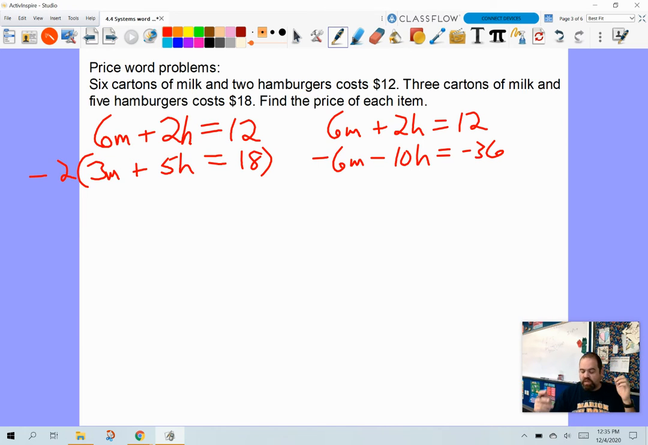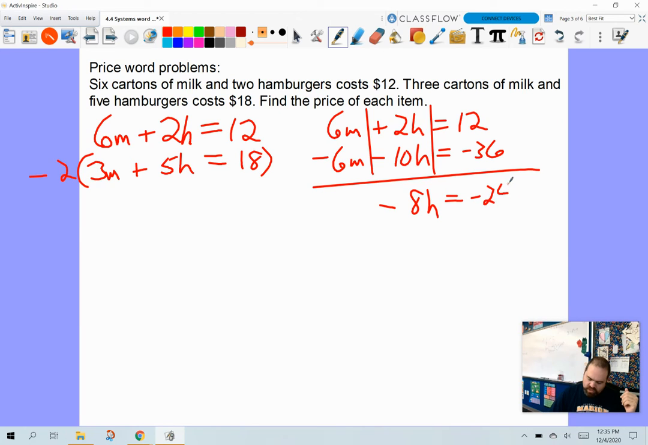Okay. You hopefully will only have to multiply one of the equations, but you might have to do both. It just kind of depends on what you're given. So add up your columns here. The m's are going to cancel. The h's, I get negative 8h is negative 24. So when I divide here, I get a hamburger was $3.